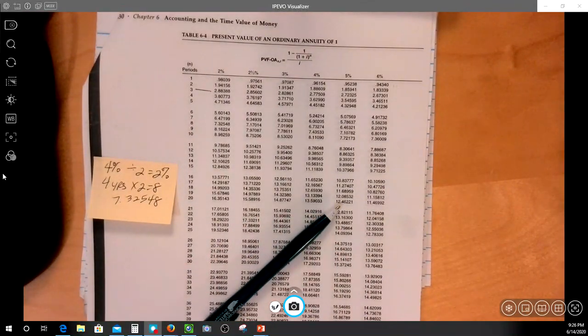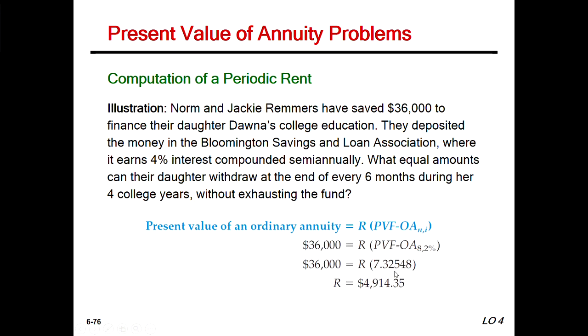Back on here, 7.32548, and then they solved for R. They took the 36,000 divided by that factor. She can withdraw $4,914.35 every 6 months until that $36,000 is exhausted. Okay, so that concludes looking through the calculations for these different problems.